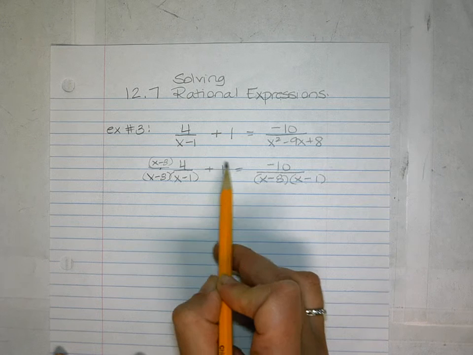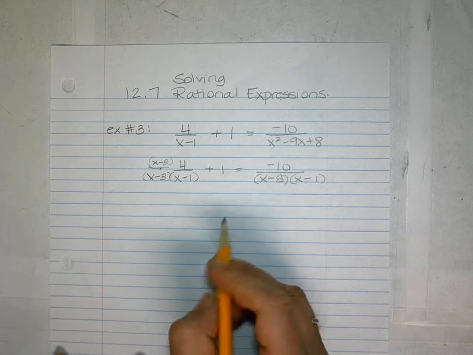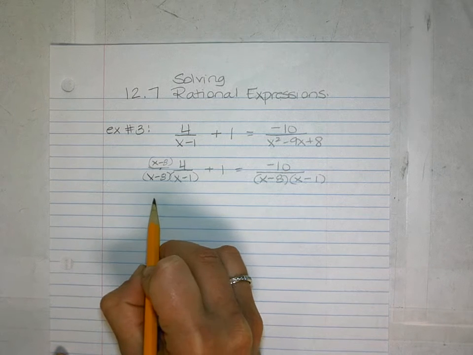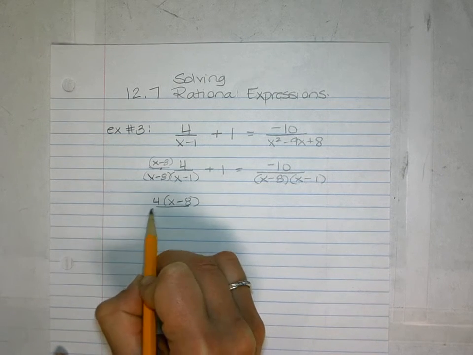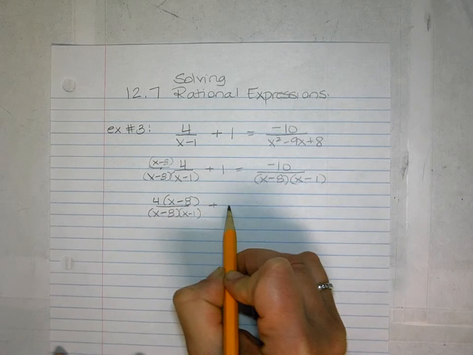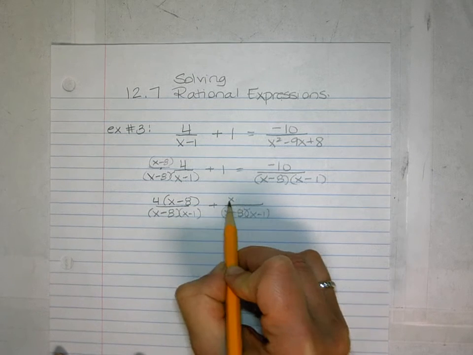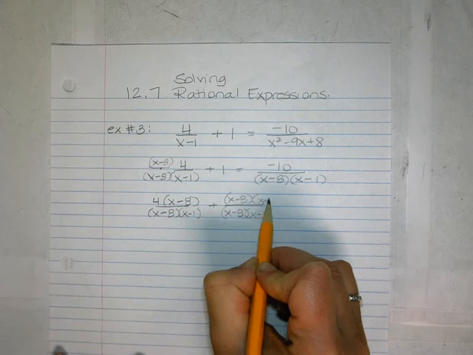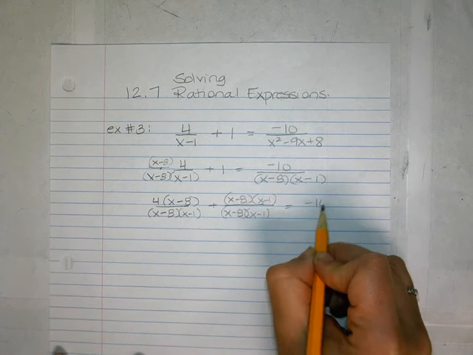Now this positive 1, which is kind of neat, we can make anything we want it to be. 1 is really anything in disguise. So here I have 4 times x minus 8. Here's my x minus 8 times x minus 1. I can make this 1 be x minus 8 times x minus 1 over x minus 8 times x minus 1. This is 1 in disguise, anything divided by itself.